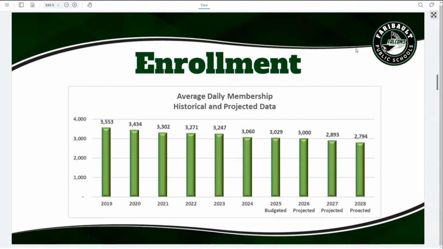Using the survival cohort method, where you simply take what the trend is showing us and move that forward, you can then see the projections for FY 27 and FY 28. Again, we're taking current data that we have today and projecting that forward so that we can make sound decisions on what we would be getting for revenue, because enrollment drives most of the revenue that we have.